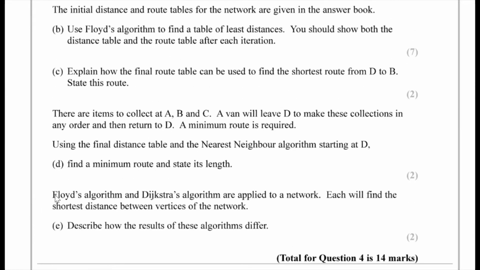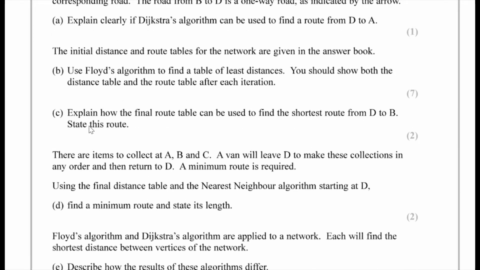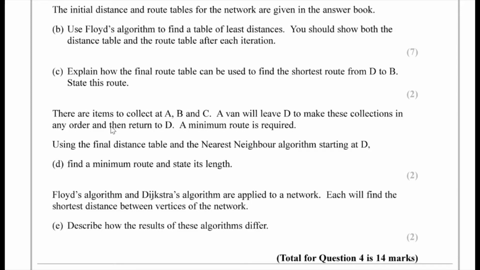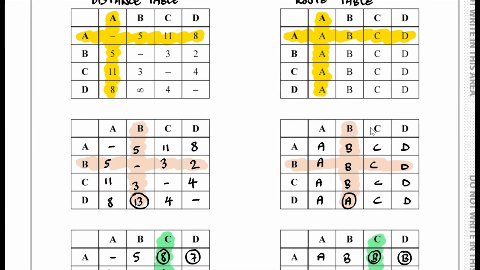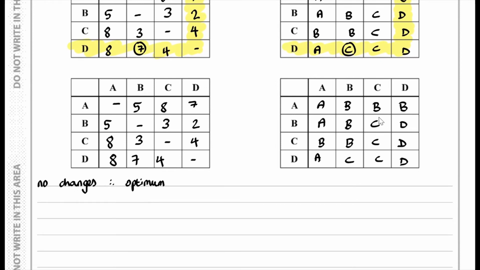Now for part C, we have to explain how the final route table can be used to find the shortest route from D to B, and we have to state this route. Okay, so we want to start at D and finish at B. So let's just take a look at this table over here. We want to start at D, finish at B. Okay, perhaps if I indicate this, we want to start at D and finish at B.